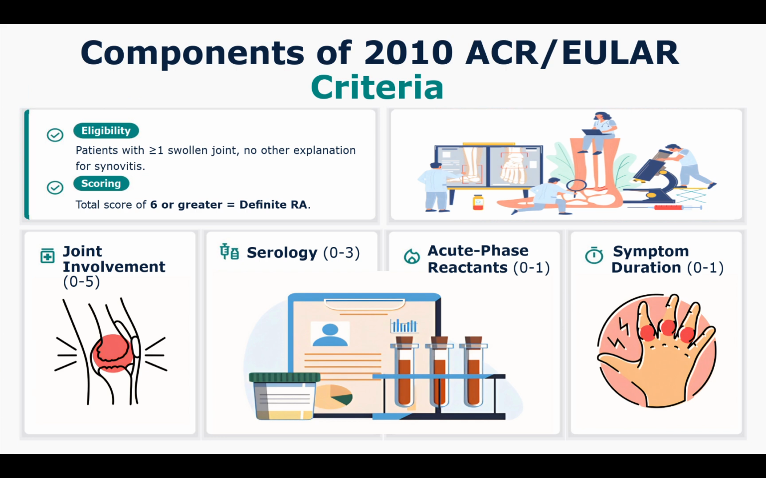Alright, let's break down the actual pieces of the 2010 ACR and EULAR criteria. First things first, for someone to even be considered, they need to have at least one swollen joint, and there shouldn't be any other obvious reason for that swelling. The heart of this criteria is a scoring system. If a patient scores 6 or more total points, they are definitely classified as having rheumatoid arthritis. This score is built from four main areas and each one contributes points. These are joint involvement, serology, acute phase reactants, and symptom duration. Don't worry, we are going to dive into each of these in much more detail over the next few slides.